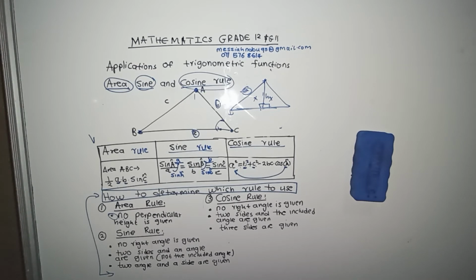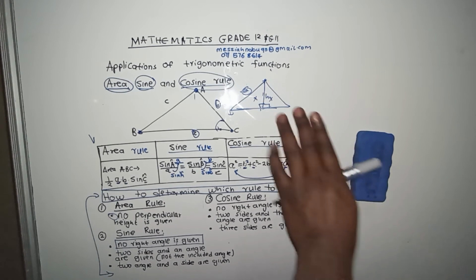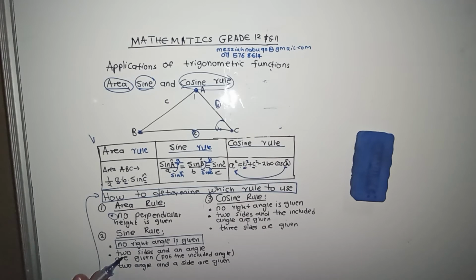So number two, when it comes to the sine rule: number one, no right angle is given. Again, you have to identify the triangle. Do I have a right angle given on my triangle? If you find that there is a right angle given on your triangle, it is prohibited for you to use the sine rule. Make sure that the triangle looks like this, that it is not a right-angled triangle.